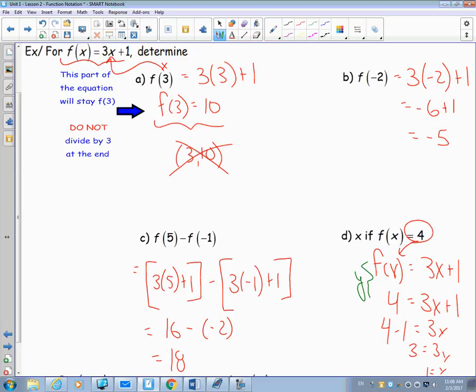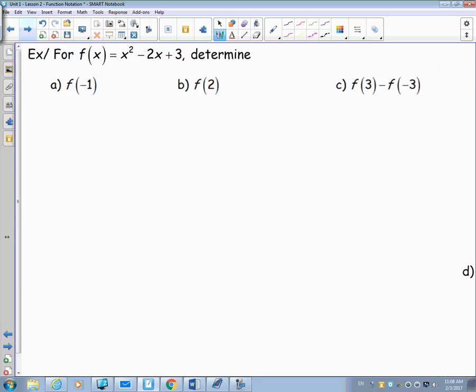Now, functions can get more complicated looking. The last one was a linear function, a line. This one's a quadratic. If you see more than one x, you have to substitute in more than one spot. So when I want to find f at negative 1, I need to replace the x with negative 1 and the next x with negative 1. So negative 1 squared minus 2 times negative 1 plus 3. Or in other words, 1 plus 2 plus 3, 6. So there's a point on our graph at negative 1 and 6.